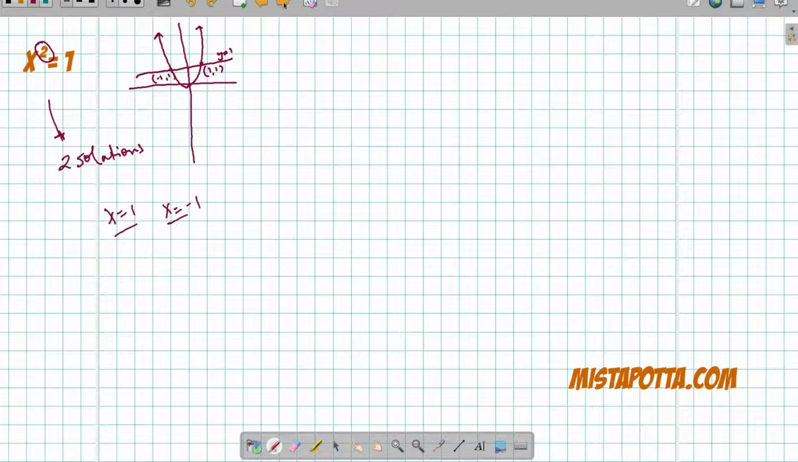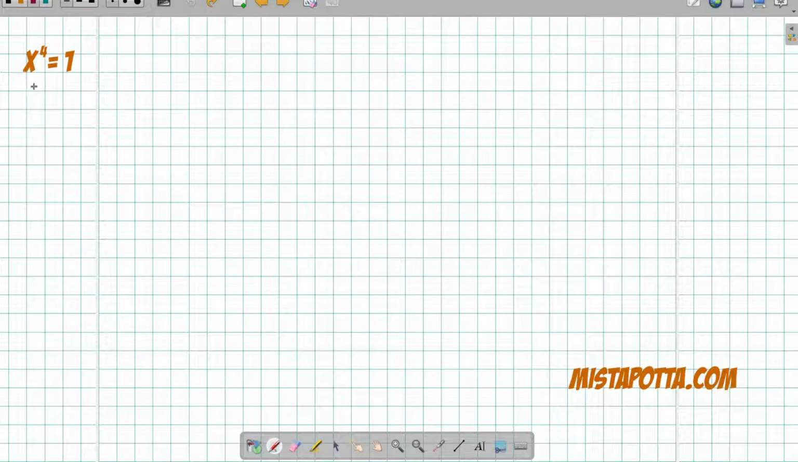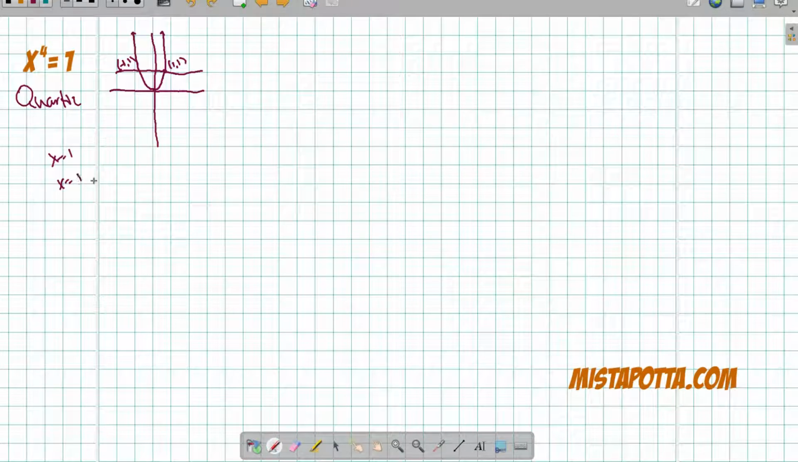If I were to continue this idea and take a look at x to the fourth, what I've really got here is a quartic. But we know that a quartic equation looks a lot like a quadratic equation, it's just narrower. And if we graph this and draw the line y equals 1, we're going to see that it intersects at the point (1, 1) and at the point (-1, 1). And so it appears that x equals 1 and x equals negative 1 are our only two solutions.